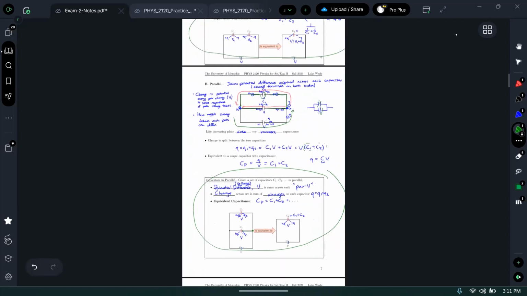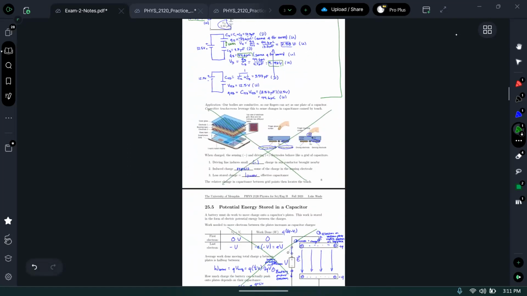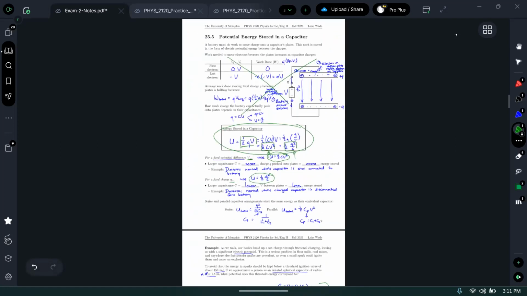Looking at a circuit where you have capacitors in both series and parallel and telling me something about the charge on one of those capacitors or the voltage across it, or both, and the energy stored by it, which is this thing down here.